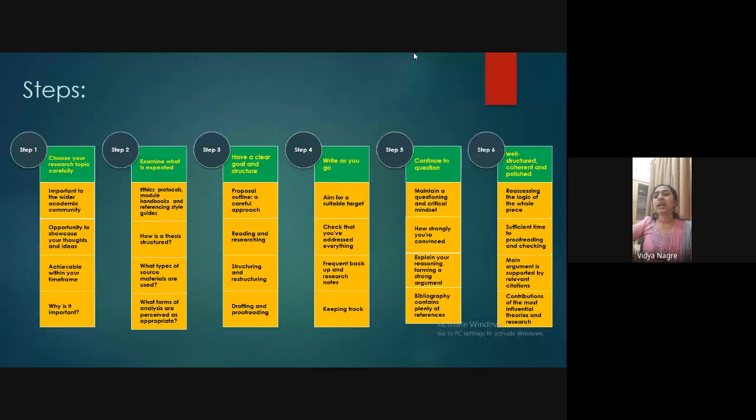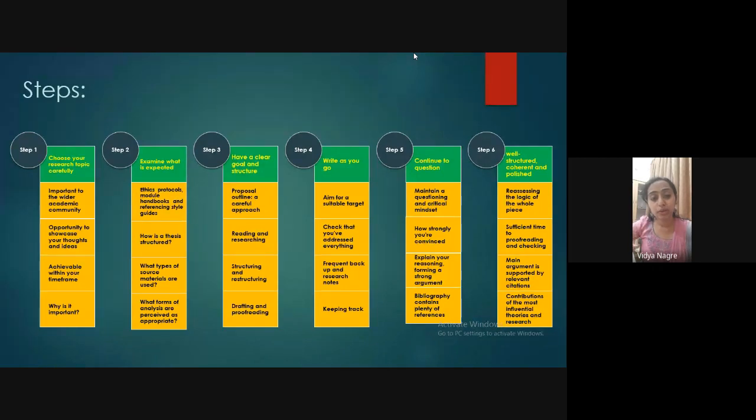Okay, write as you go. So whenever you start, when you ultimately finalize your topic, I'm going to work on this topic, I'm going to do research on this topic, from day one itself, whatever comes to your mind, start putting it on a piece of paper. Doesn't matter whether each and every word you are going to use in your thesis or not. It's okay. This is kind of brain mapping that you have to do.